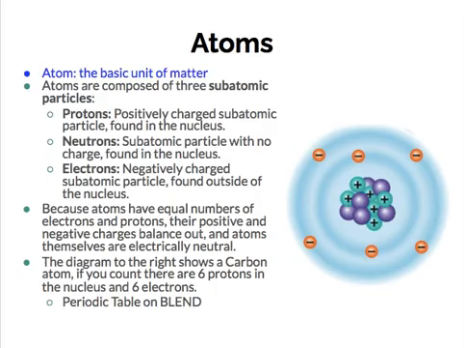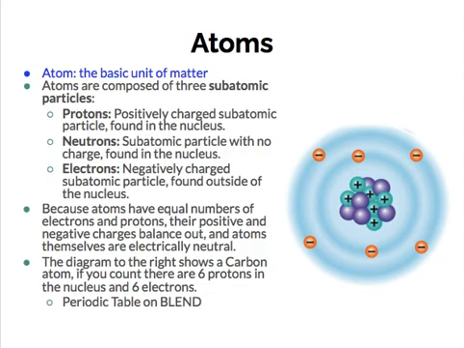Atoms are composed of three subatomic particles: protons, which are positively charged and found in the nucleus; neutrons, which have no charge and are found in the nucleus; and electrons, which are negatively charged and found outside the nucleus. Electrons are in constant motion in the space surrounding the nucleus, and they are attracted to the positively charged nucleus, but they remain outside because of the energy of their motion.